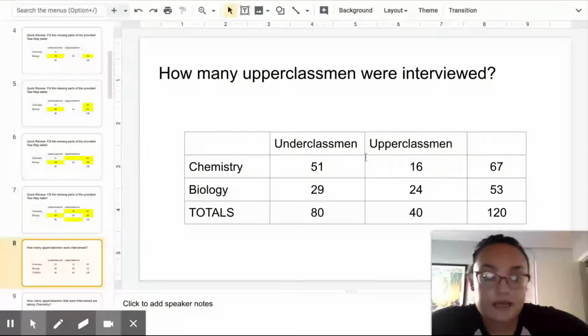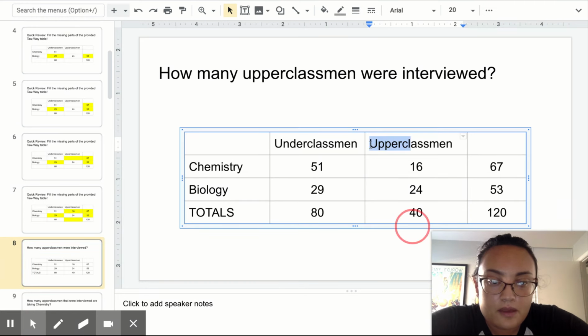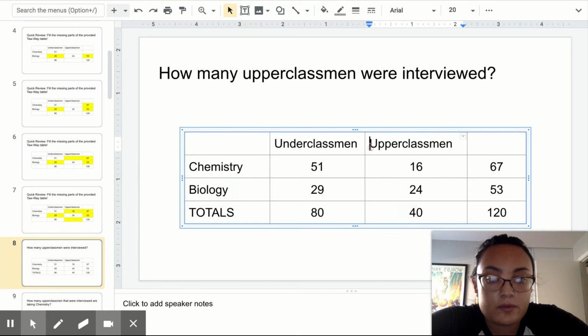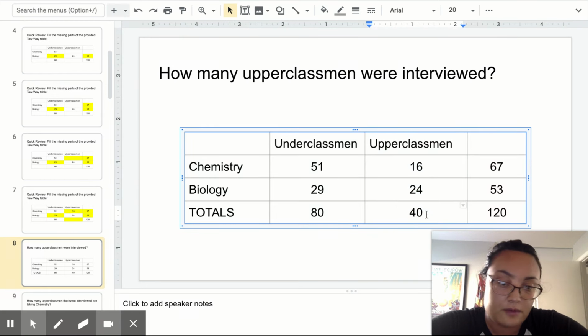So when we look at upperclassmen, we would know that we're going to be looking in this column here. I wanted to know the total, and I labeled it as total already. I didn't ask how many upperclassmen were in chemistry. I didn't ask how many were in biology. I asked for the total. So the total would have been this 40 down here.